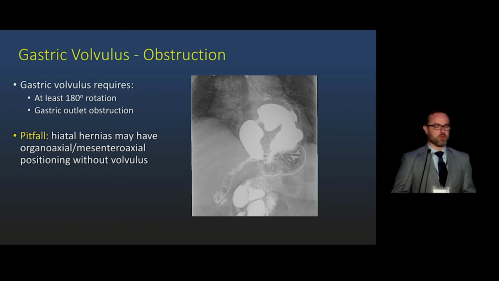Some important points that have taught me some lessons over the years is that gastric volvulus really requires at least 180 degrees of rotation and gastric outlet obstruction. And so when you see this patient who happened to come through our GI fluoroscopy department as an asymptomatic outpatient, they do not have gastric volvulus. They have a large hiatal hernia with organoaxial rotation of their stomach, or positioning of the stomach in an organoaxial fashion, but they do not have gastric volvulus.